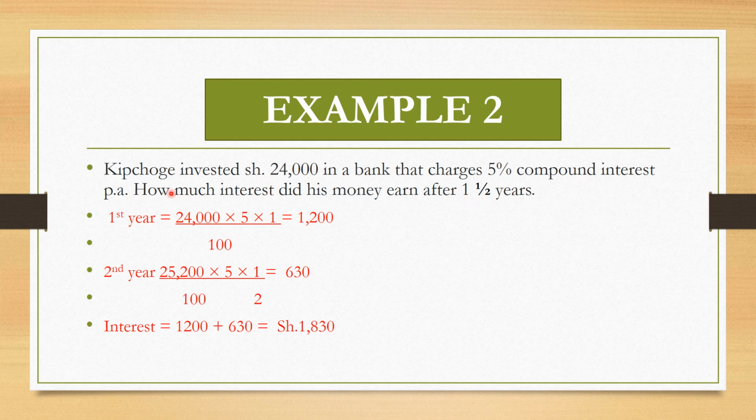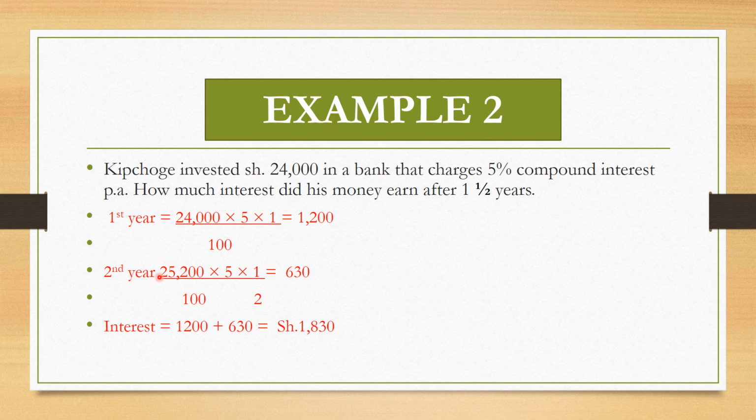So let's find our interest of the first year. So PRT over 100. 24,000 times 5 times 1 over 100 will give you an interest of 1,200. So first year, the interest that the money earned is 1,200. So second year, how much will you be having in the second year? At the beginning of the second year, add 24,000 plus 1,200, that is 25,200.